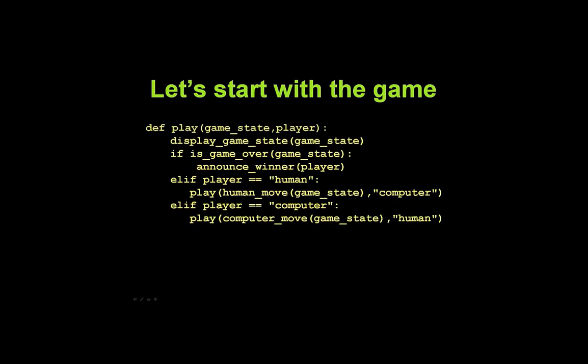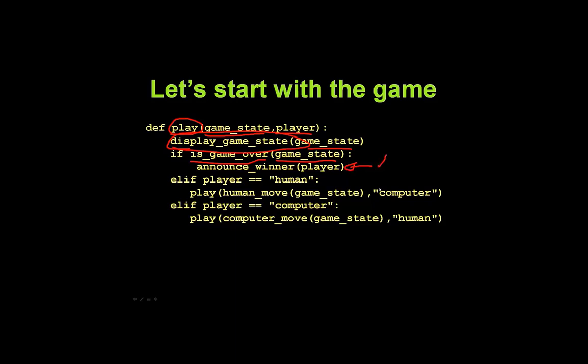And what else? So this is how we play the game. The game takes in the game state and the player. The player can either be human or computer. Now you basically show the game state, display the game state. And then after you show the game state, there are a few things. You check whether the game is over. If the game state is the game over state, then you announce the winner.